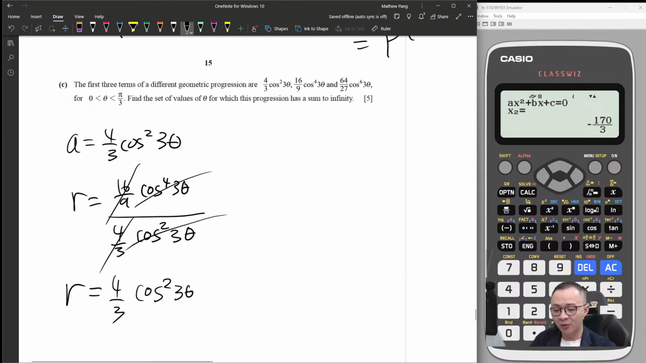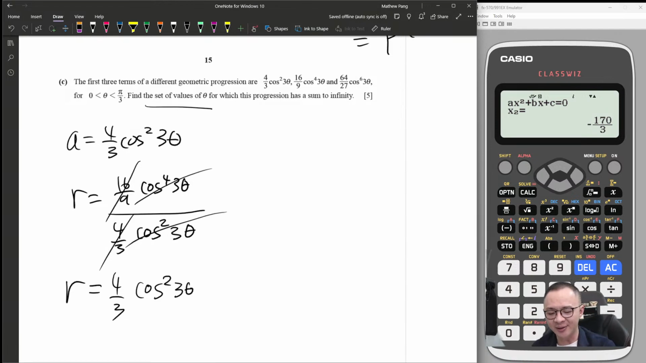And then if we want to do sum to infinity, they ask us to find the set of values of theta for which the progression has a sum to infinity. This question doesn't want you to find the value of the sum to infinity. They just ask you to find the range of theta if the progression has the sum to infinity, or if sum to infinity exists.